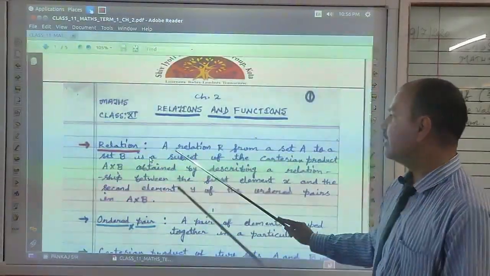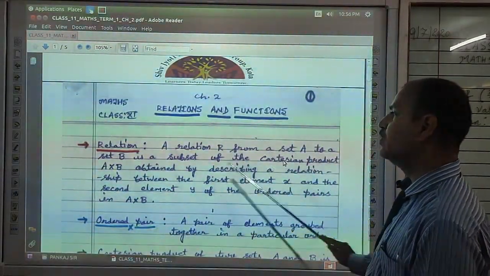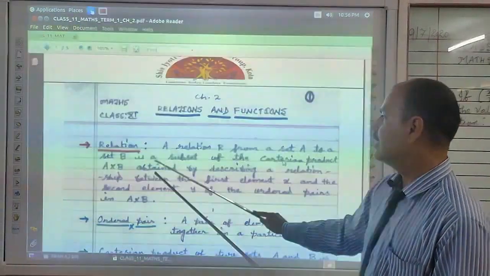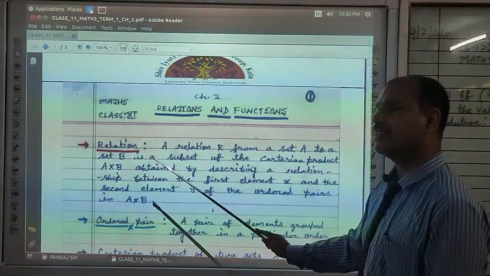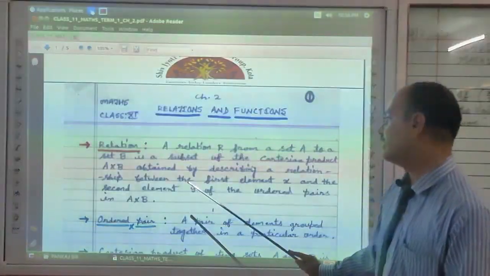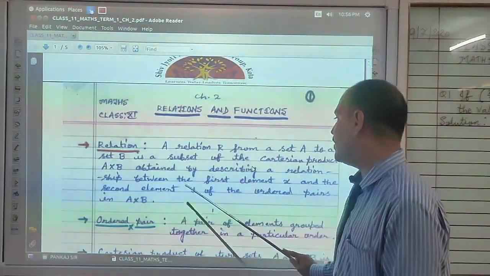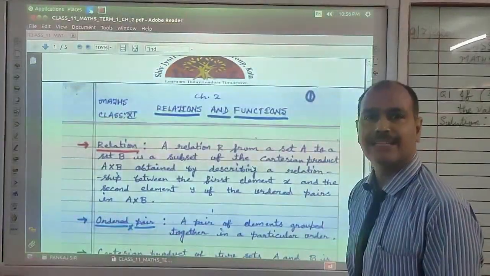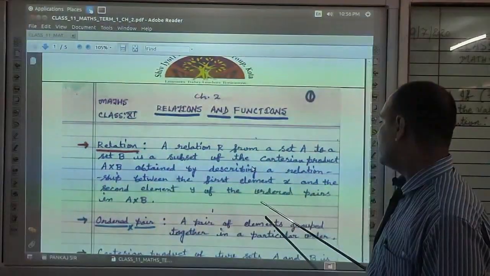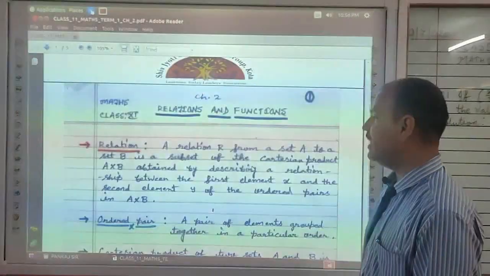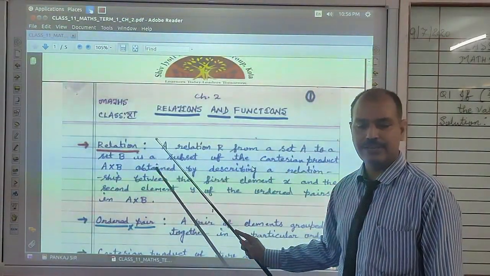Definition of relation: a relation R from a set A to a set B is a subset of the Cartesian product A cross B obtained by describing a relationship between the first element x and the second element y of the ordered pairs in A cross B. This is the proper definition of relation.